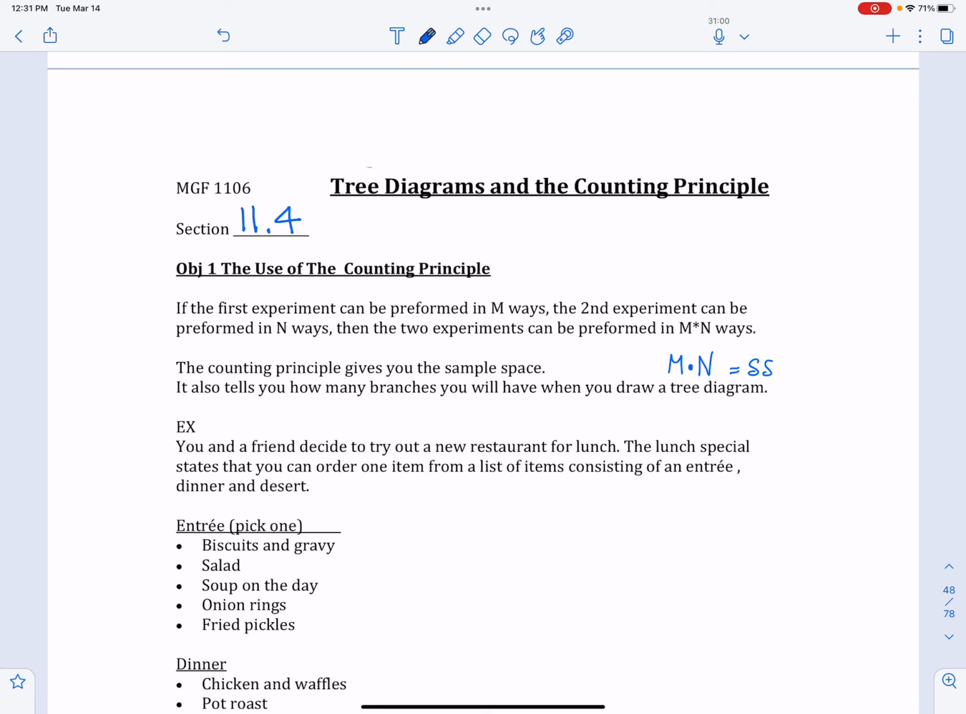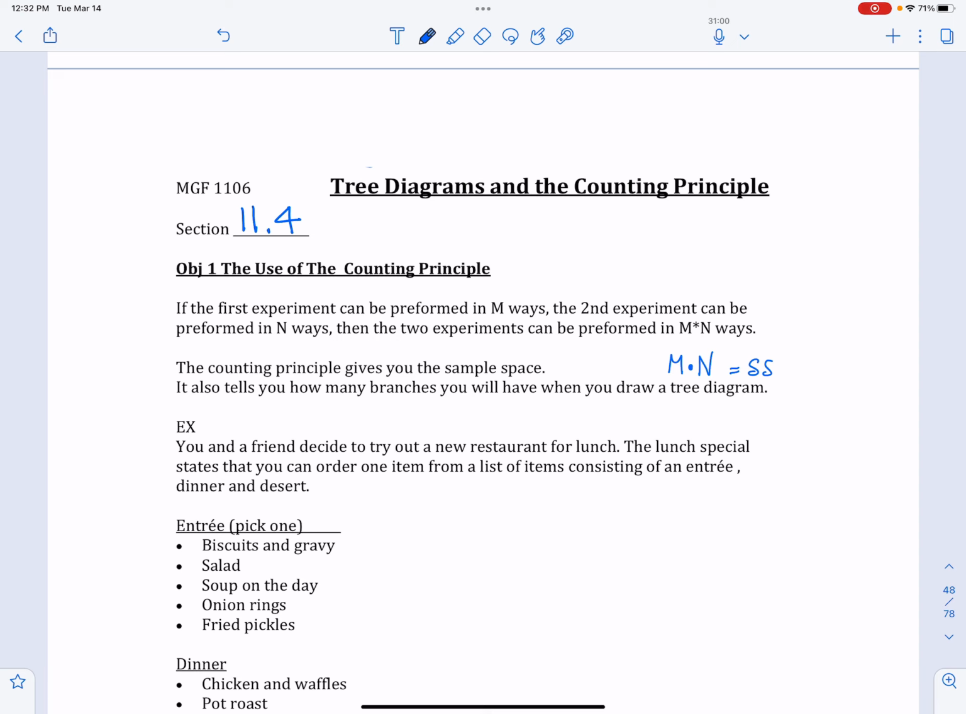This is 11.4, tree diagrams and the counting principle. The first objective, we're going to see the use of the counting principle. This is going to be very handy later on when we do what is called "or" and "and" problems. "And" problems is when you multiply, "or" is when we're going to be adding. But right now we don't need to worry about that because we're going to be doing the base level, which is talking about the counting principle.